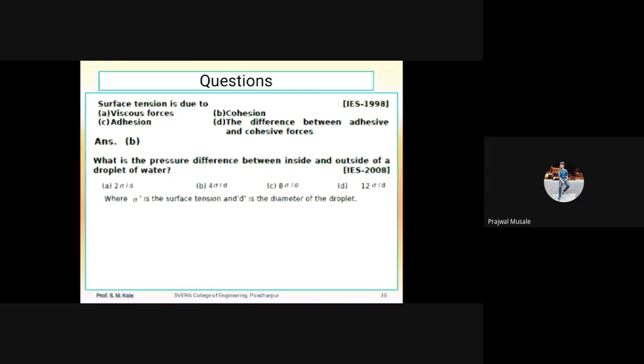What is the pressure difference between inside and outside of a droplet of water? What is the pressure difference between inside and outside of a water droplet? Twice sigma upon D, 4 sigma upon D, 8 sigma upon D, 12 sigma upon D, where sigma is the surface tension and D is the diameter of the droplet.